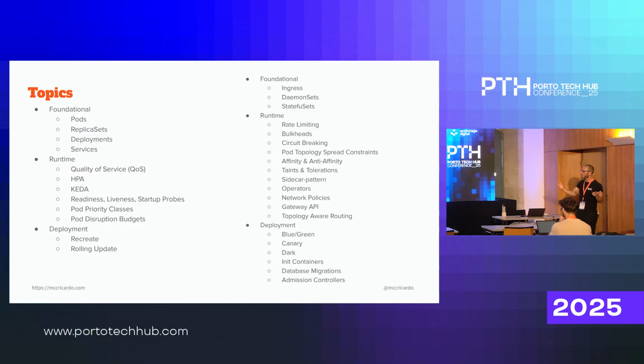So we're going to get an application and get it running. How do I scale it? What do I mean when I talk about quality of service in Kubernetes? What is KEDA? How do I leverage a readiness probe? What's a pod priority class? Okay, and see those things in action.